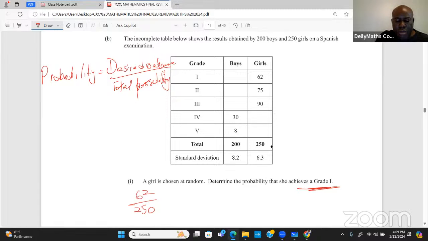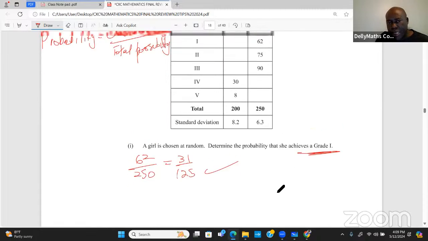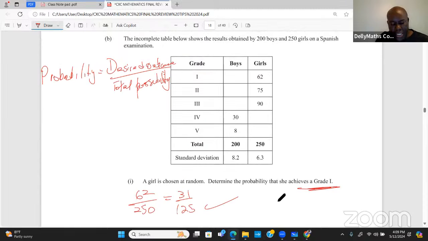They didn't say break it down or anything. That answer is good, but we're going to try to break it down as best as possible. If I divide everything by 2, I'm going to get 31 over 125. Both of these answers are correct, all right? Because they never specify that we need to reduce it.